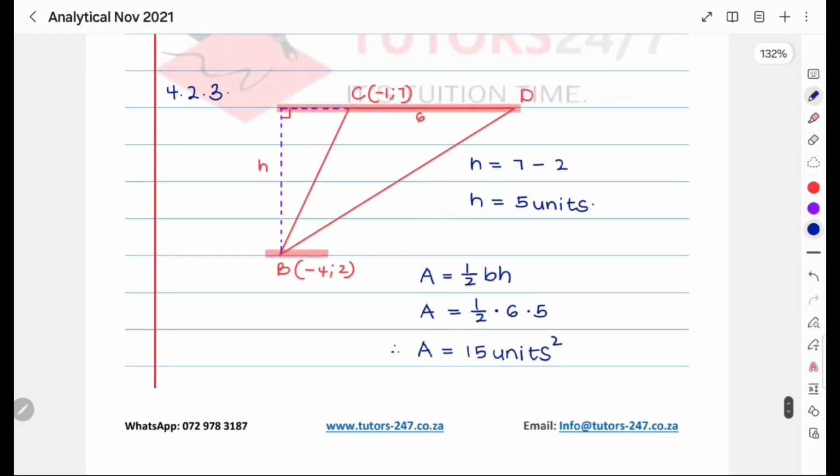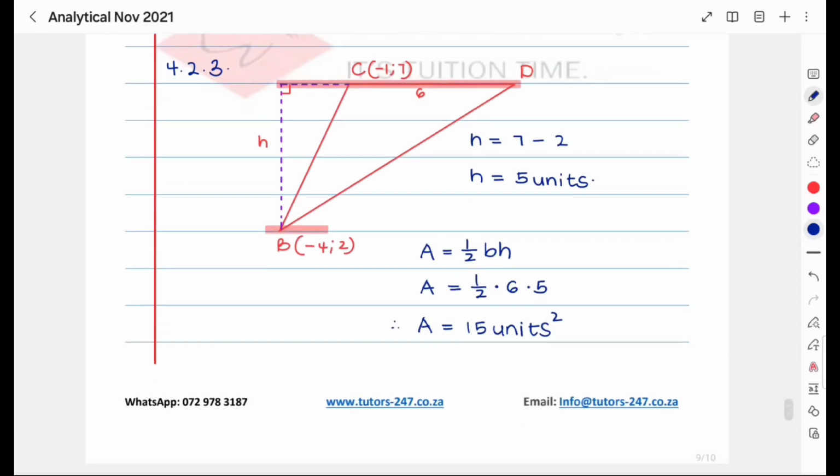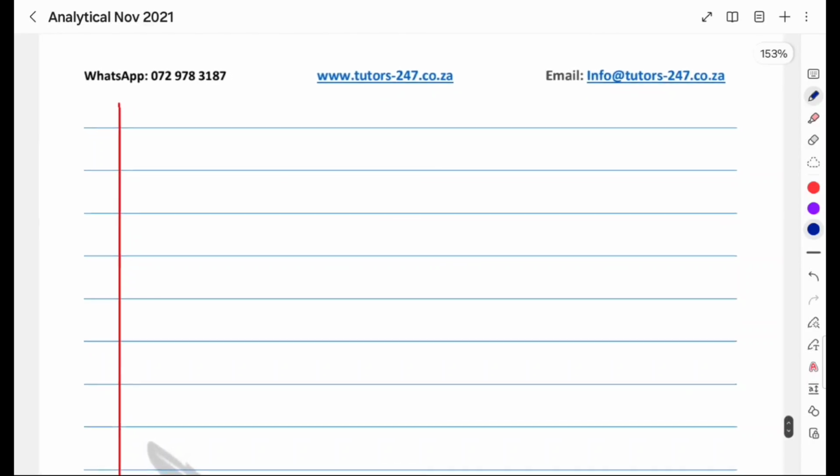Always remember, when calculating the area of a triangle, you need the perpendicular height as well as the base. An alternative approach would have been to use angles of inclination to determine the angle at C, then use your formula, a half times BC times CD times the sine of angle C. That would have also given you your area. So that is question 4.2.3. Next, let us have a look at question 4.3.1.